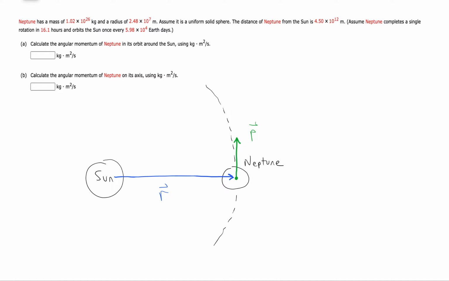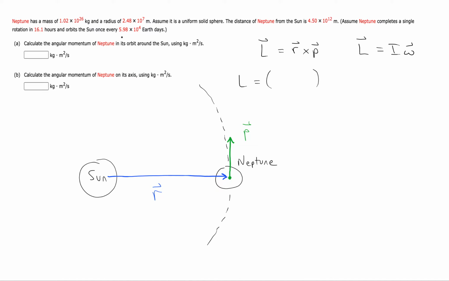Now we want to find angular momentum, so one of the formulas is L equals R cross P. But there's another formula too. L equals I omega, and either of those can give us the answer. We know how long it takes to complete the orbit. Period of the orbit is 5.98 times 10 to the 4th days. I'd rather get that in seconds though.